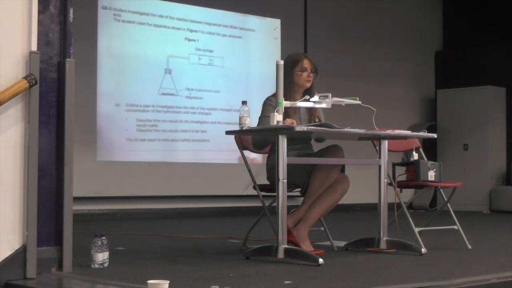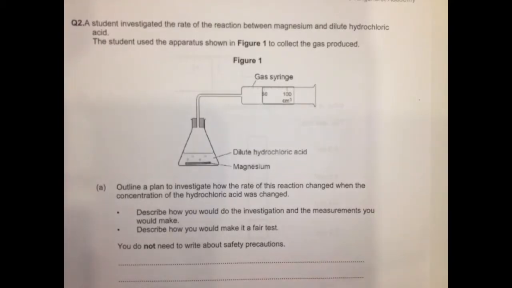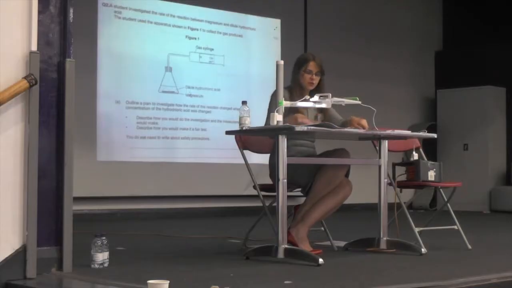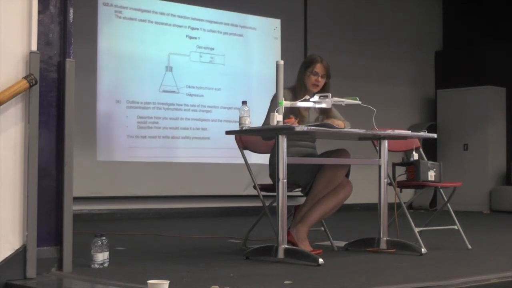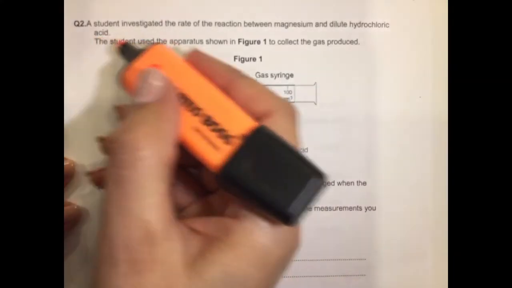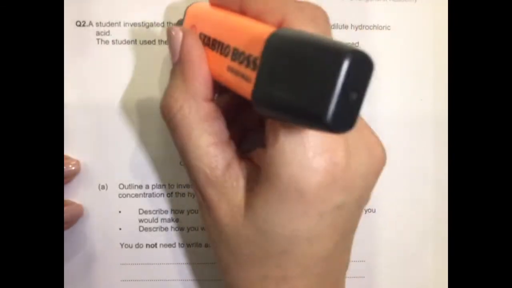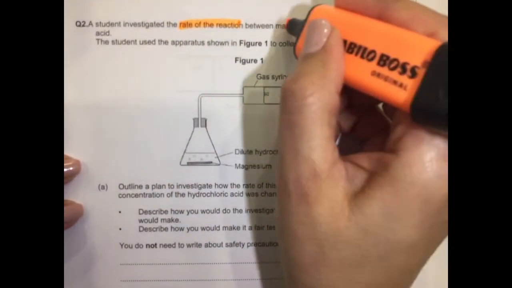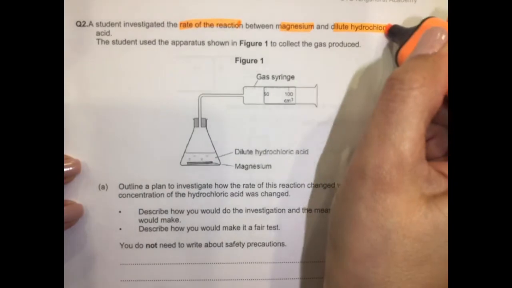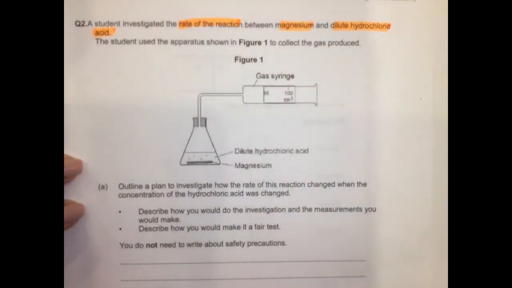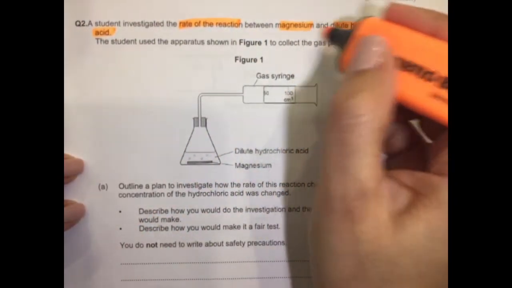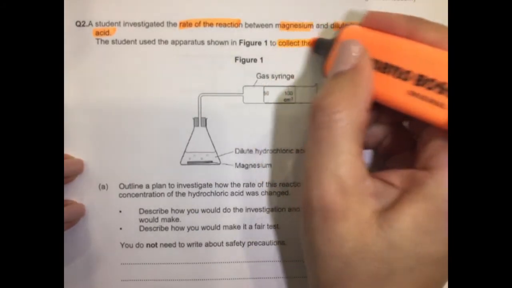Now, what we have here is what we call an extended response question. It's a 6-mark question, and usually 6-mark questions ask you to do 2 things. So we're going to read through this together, and we're going to highlight the important points. A student investigated the rate of reaction, which is important, between magnesium and dilute hydrochloric acid. They used the apparatus shown to collect the gas produced.